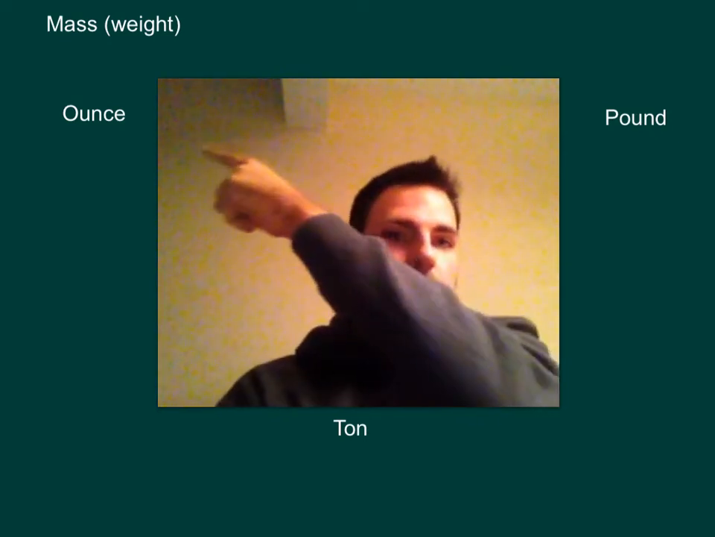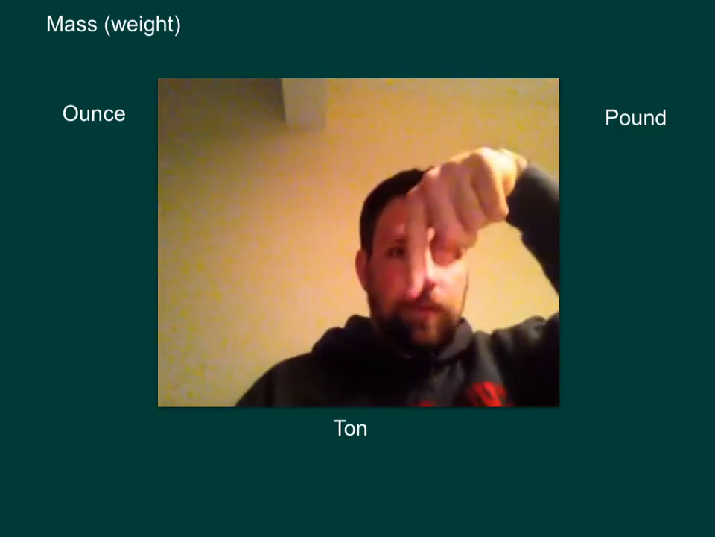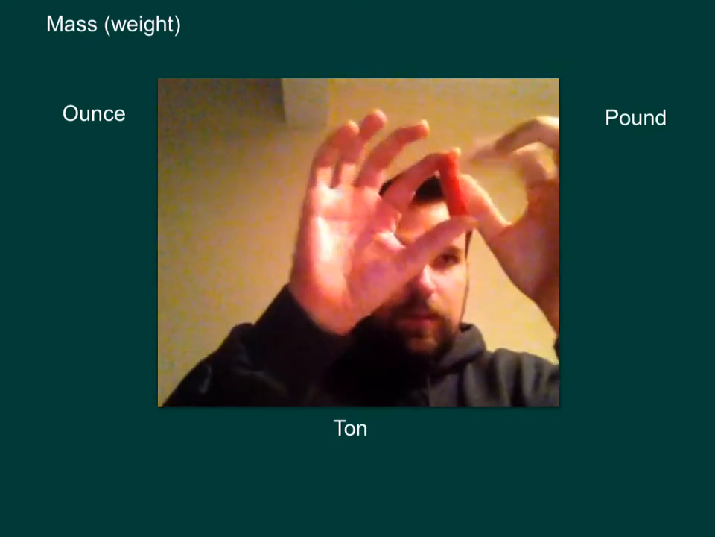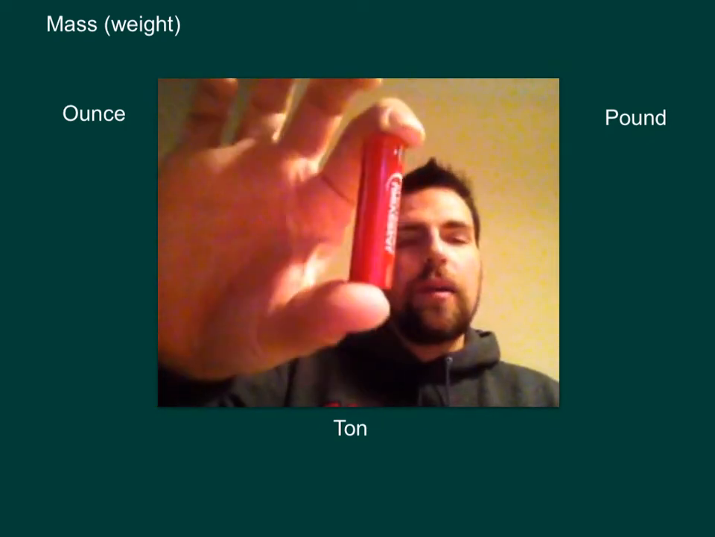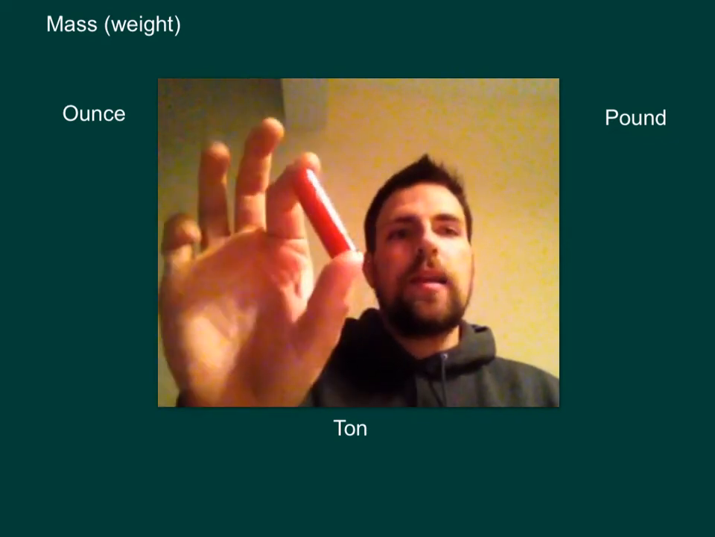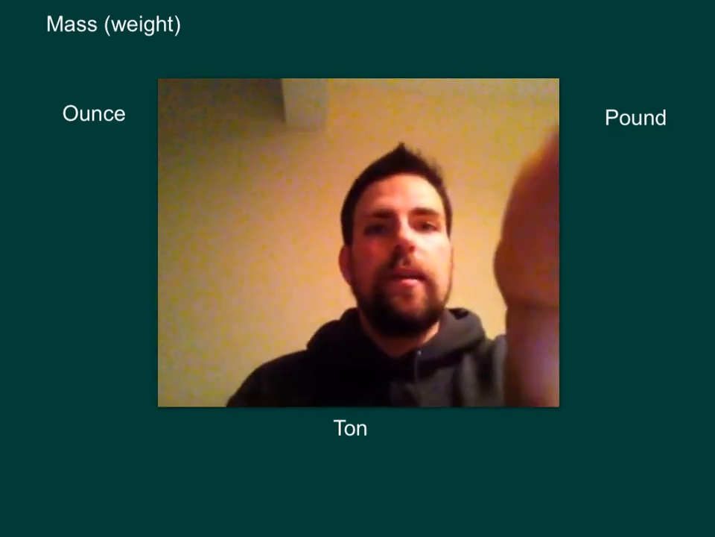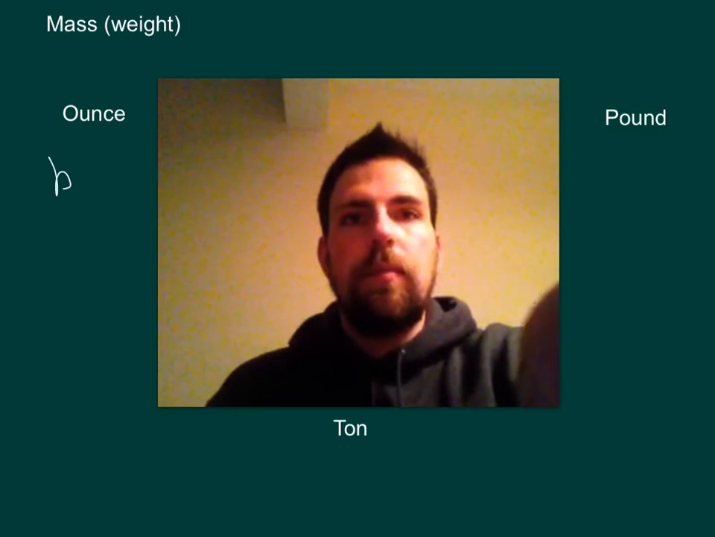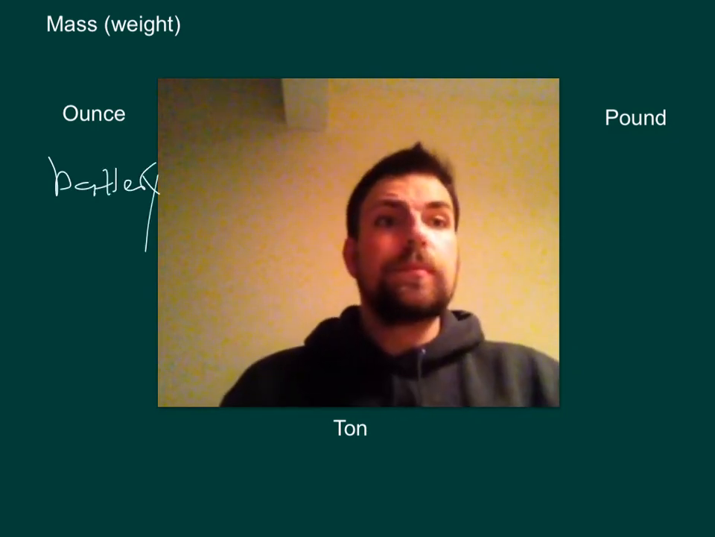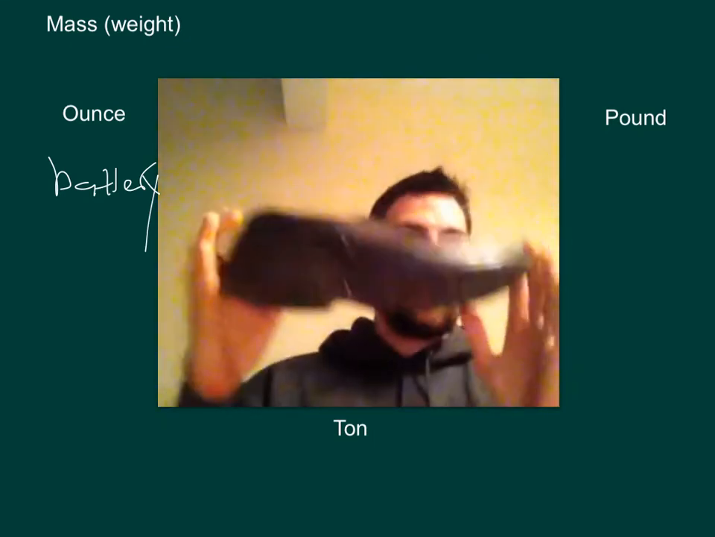So we've got the ounces, we've got the pounds, and we've got the tons. An ounce is about the weight of a battery. So if you have a battery, I just took this one out of my remote control, so you can take that out of your remote control and kind of feel that. I'd write down right here that it's a battery.